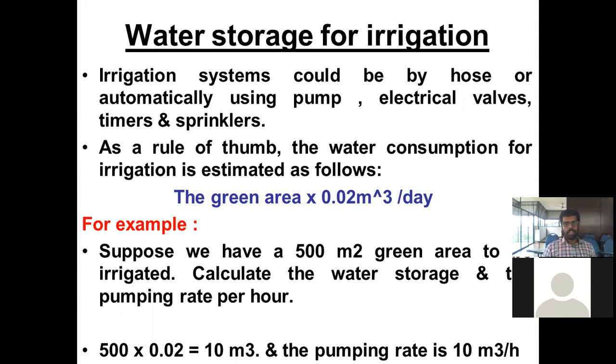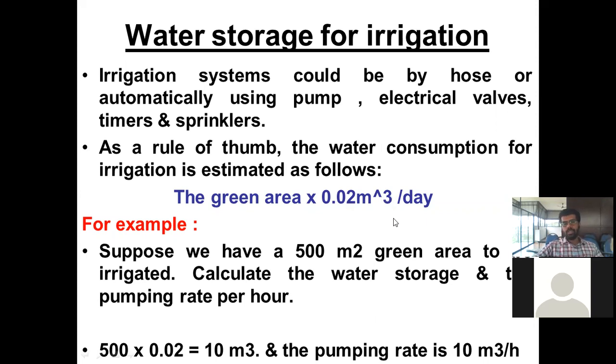Like any crops or any vegetable plants, we can give it. So as a rule of thumb, the water consumption for irrigation is estimated as follows. It is the green area multiplied by 0.02 meter cube per day.